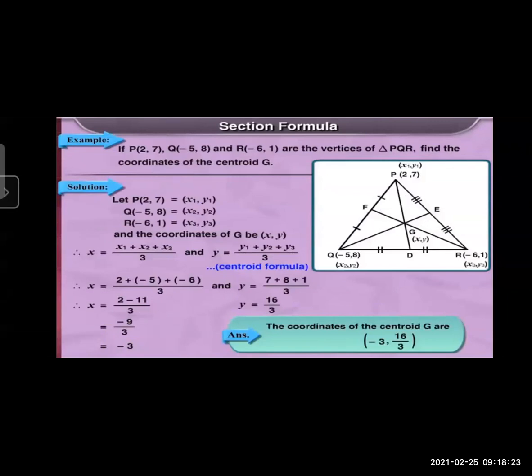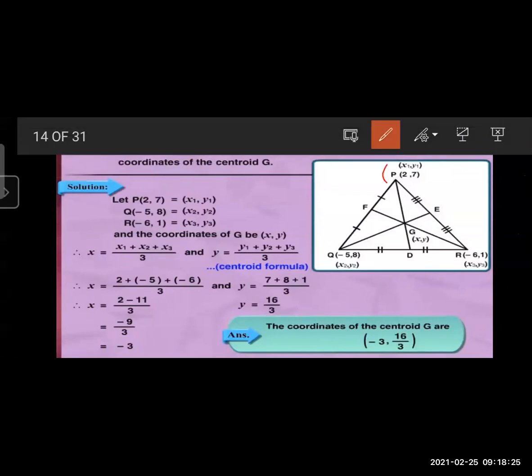We have P. Yes, P coordinates are given. Yes, Q coordinates are given, R coordinates are given. So you have to find the coordinates of G. So first we write let P is equal to x1, y1, that is equal to 2, 7. So from this we write x1 is equal to 2, y1 is equal to 7. From coordinate Q, we get x2, y2. From coordinate R, we get x3, y3. Okay, simple. And then we write let G be the centroid of the triangle having coordinates x, y.